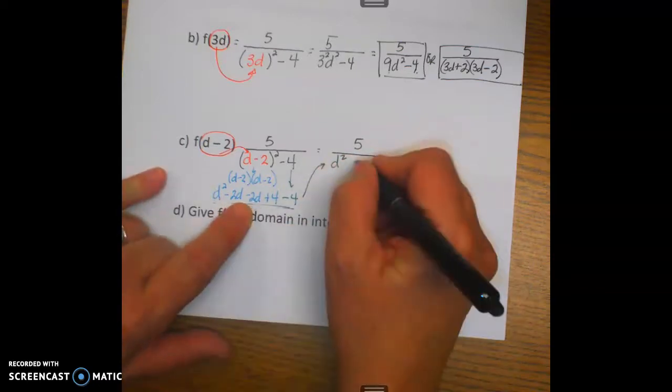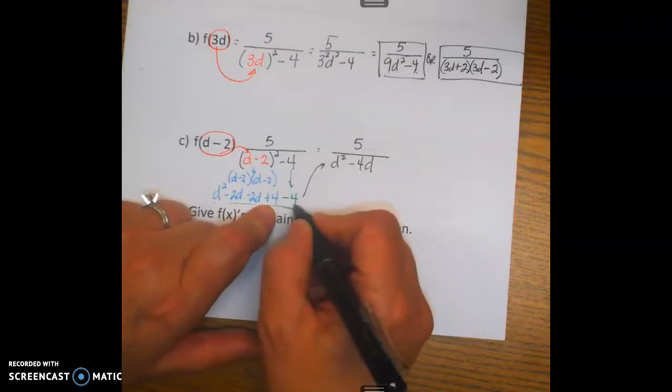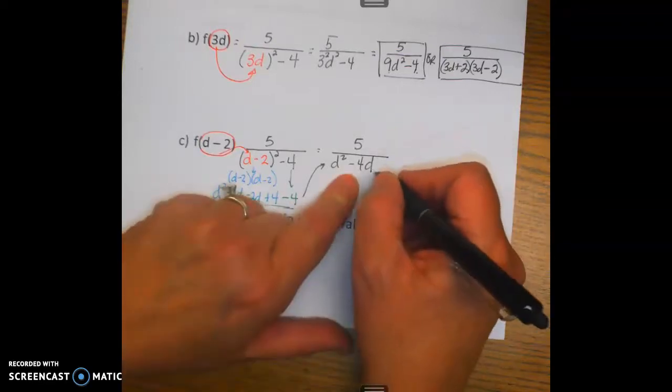Negative 2 minus 2 is a minus 4d. Minus 4 plus 4 minus 4 is 0, so that's going to cancel each other out. So this is my answer.